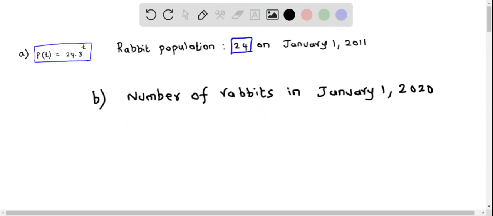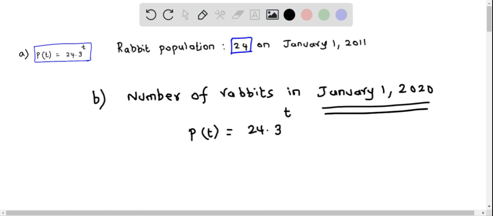Let's answer part B. Here we have to determine the number of rabbits on January 1, 2020. So we can use this model which we found in part A, that is P of t equals 24 times 3 raised to the power of t. And so to use this model, we have to determine t. So t represents the number of years after January 1, 2011. The starting year is 2011, and we have to determine the number of rabbits in 2020. So we have to determine t, and this equals 2020 minus 2011, and this equals 9. So we found that t equals 9 years.